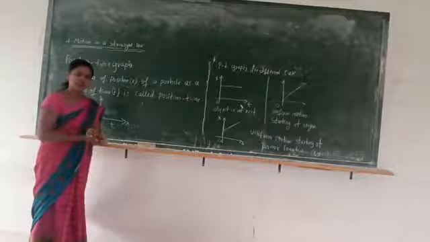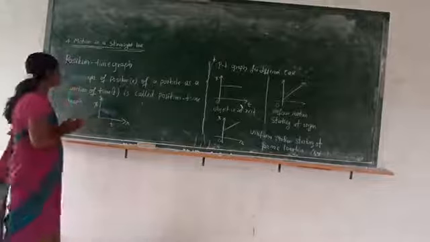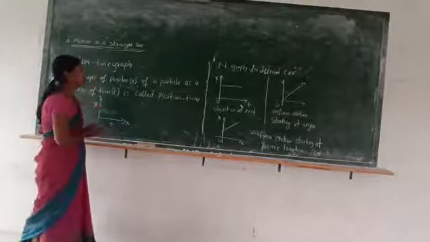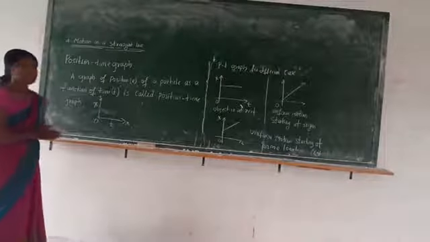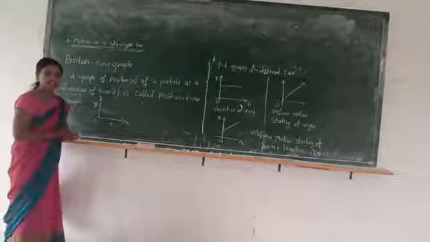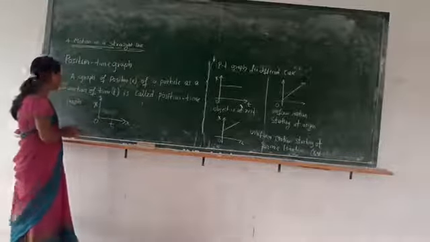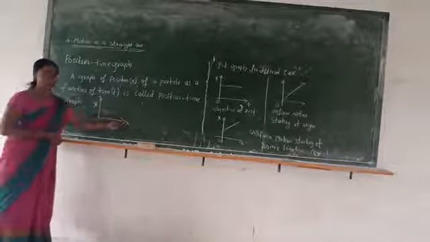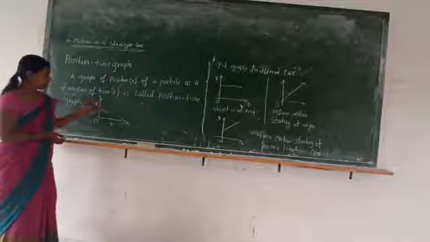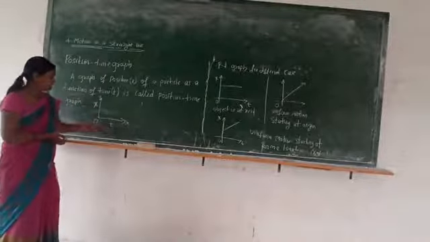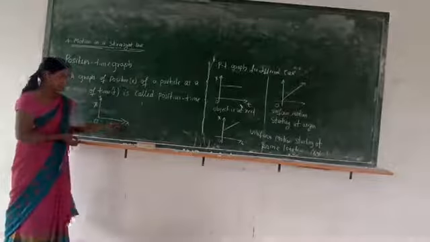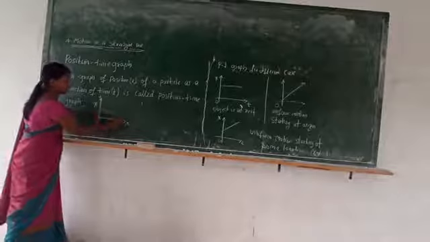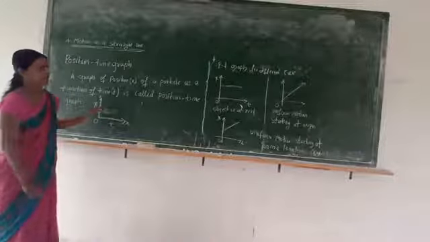Next is the position time graph, or you can call it the PT graph. A graph of the position of a particle as a function of time is called a position time graph. You have to take position x along the y axis and time along the x axis. So the graph of position and time is called the PT graph.